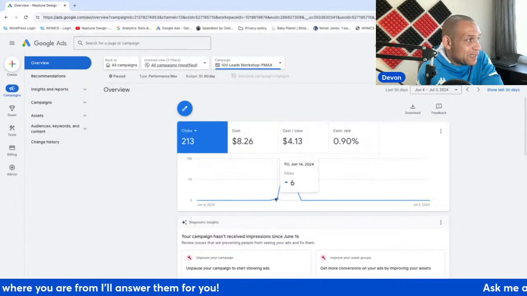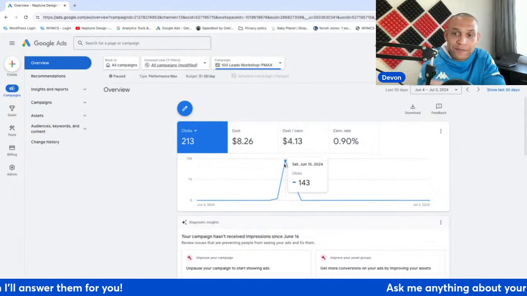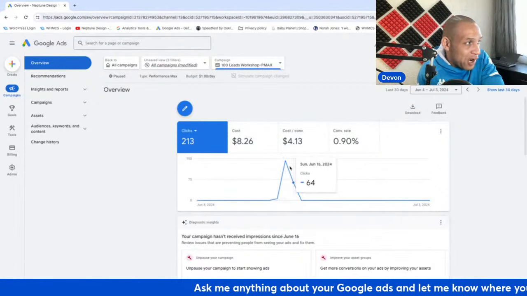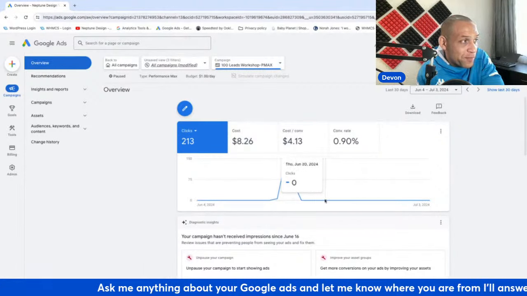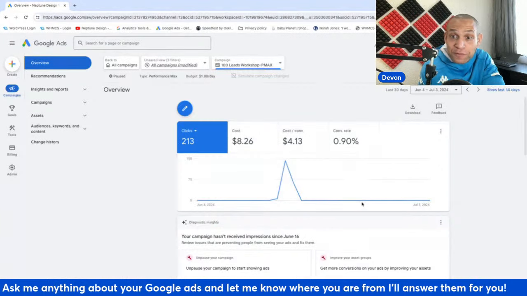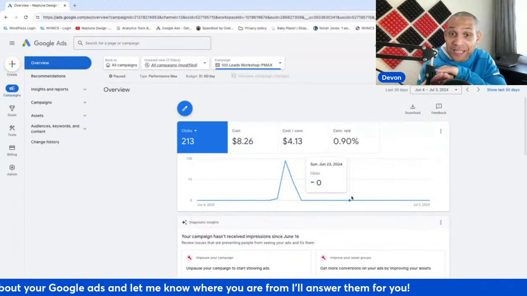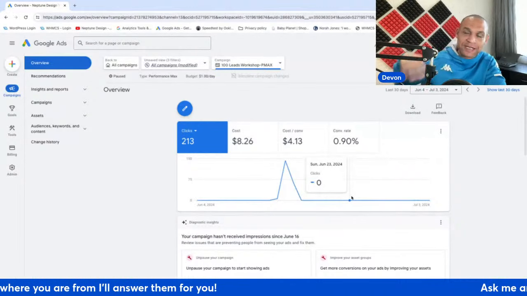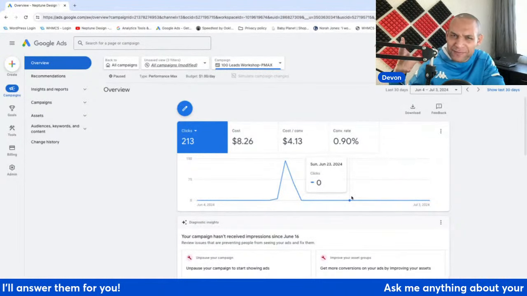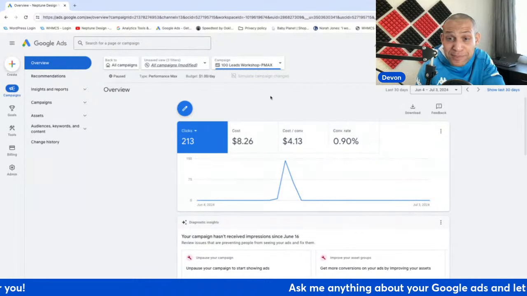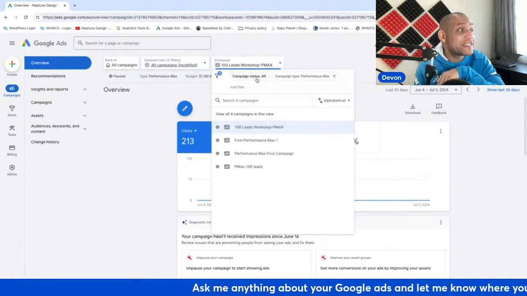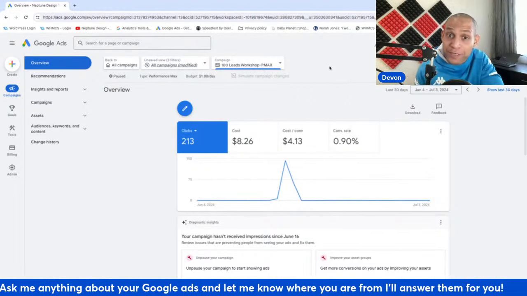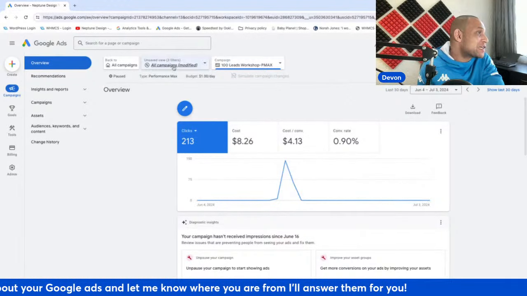Nothing happened. And then there was this big spike where I got a bunch of clicks and a bunch of conversions. And then after that, my Performance Max campaign just died off. It didn't spend anything whatsoever. I had it on $10 per day, I dropped it down to $1 per day, and then I boosted it back up to $5 or $6. It did absolutely nothing. So if anyone is experiencing anything like that, let me know because I want to make a video about it.